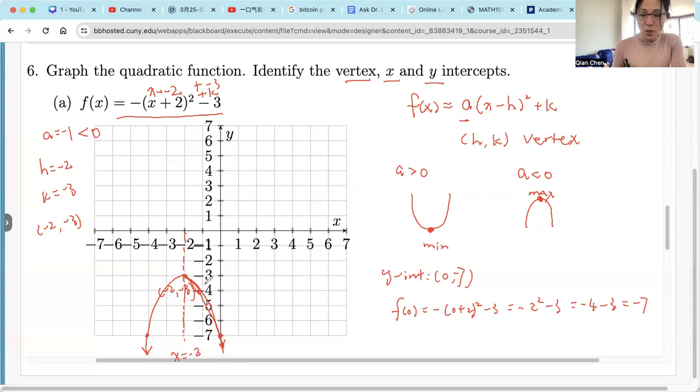So this graph has no x-intercept, because it goes away from the x-axis. We could have complex solutions, but no real solutions if we make this one 0. Because x-intercept means the y value is 0, right? It means function value is 0. Function value is 0, we only have complex solutions. No real solution, but this x-axis, y-axis are real number lines. Okay, so this is a graph. No x-intercepts. Y-intercept is (0, -7).